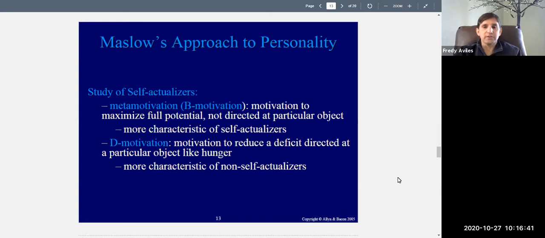Now, there's also D motivation, and D stands for deficit. That's motivation to reduce a deficit directed at a particular object, like hunger. So D motivation is when you're motivated to get certain things. You want food, you want water, right? Maybe you want a nice car, that degree, or whatever it is. You want friends, you want family, whatever it is, right? That's D motivation. That's basically motivation to reduce a deficit. And that's more characteristic of non-self-actualizers. People who haven't self-actualized are driven by those lower needs.